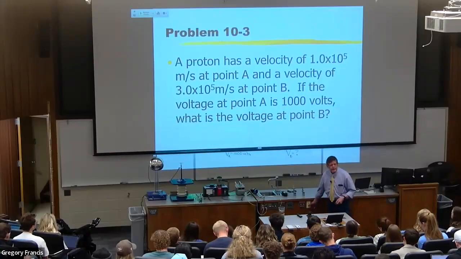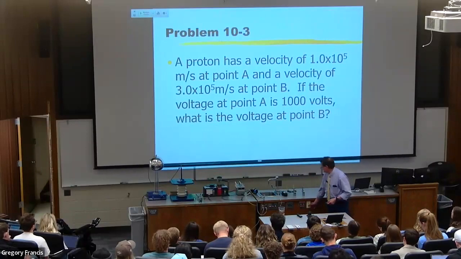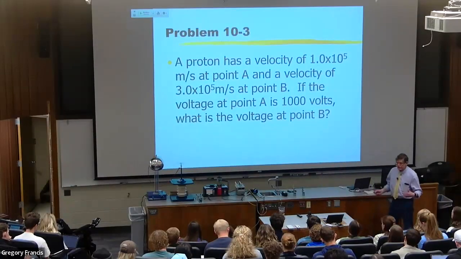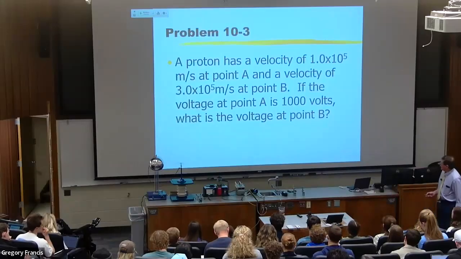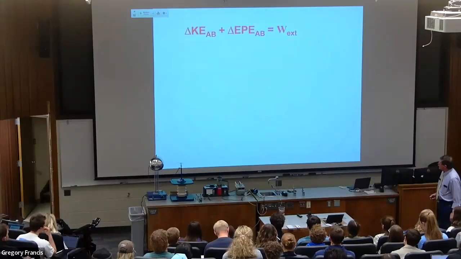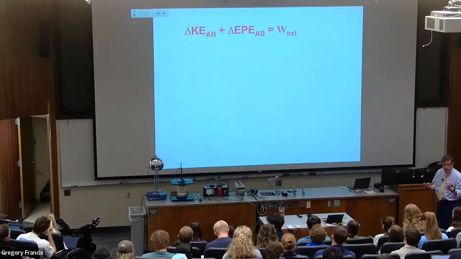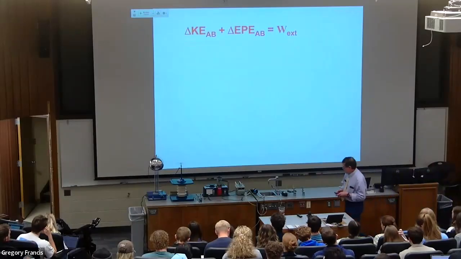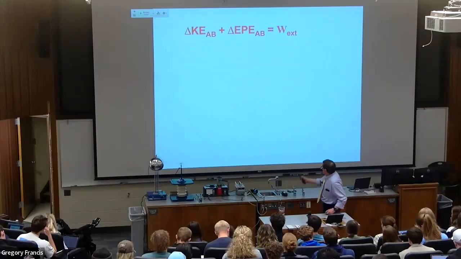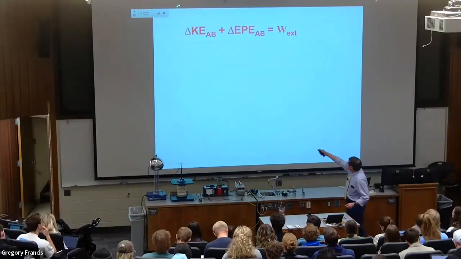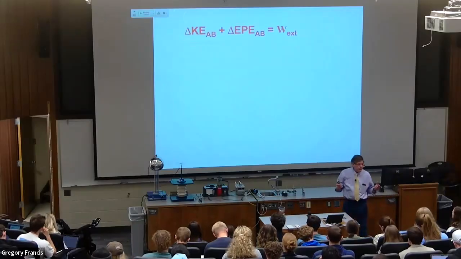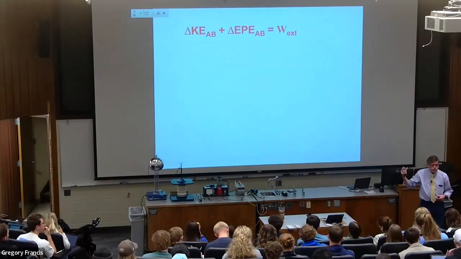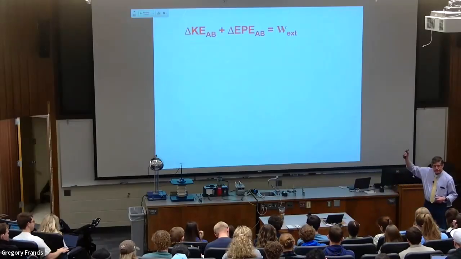Now you had different numbers in your homework. Everyone had different homework problems, but this is basically the problem that you have. So we start from the grand high work energy equation, and that is just that the external work changes the energy. And I've got two buckets: the kinetic energy bucket, how fast it's going, and the electric potential energy, where it is on that cliff.